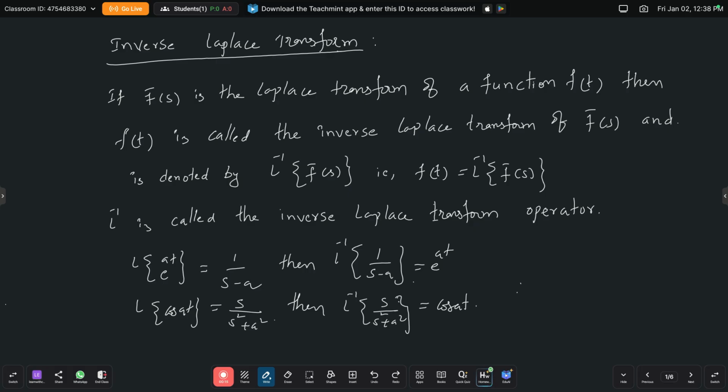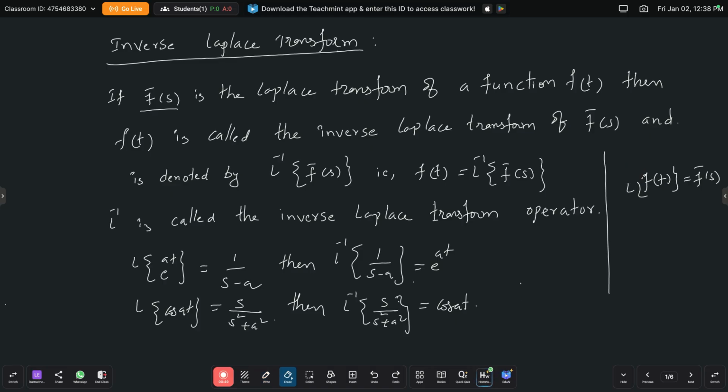Inverse Laplace transform. If f bar of s is the Laplace transform of a function f of t, then f of t is called the inverse Laplace transform of f bar of s and is denoted by L inverse of f bar of s. The Laplace transform formula is L of f of t equals f bar of s.